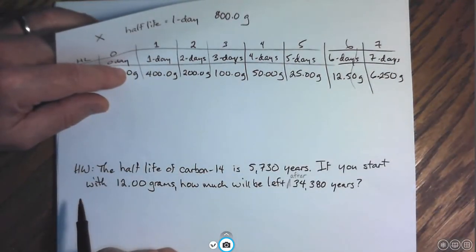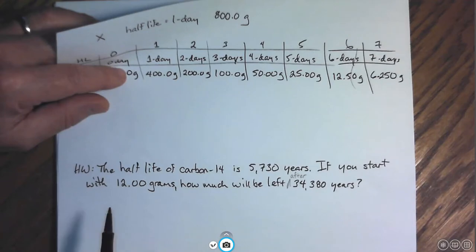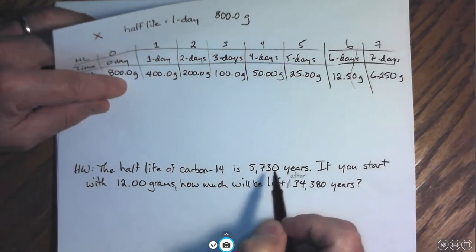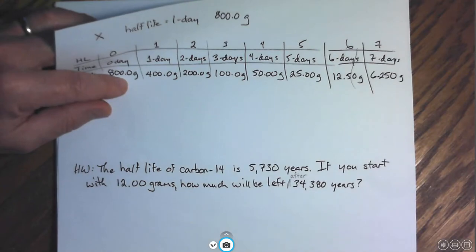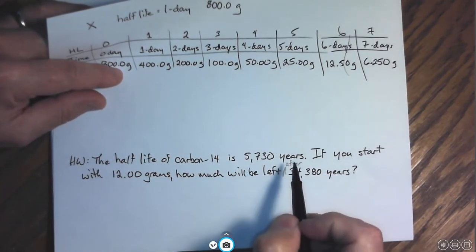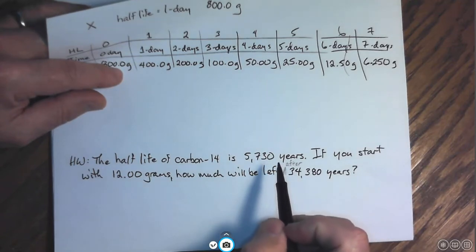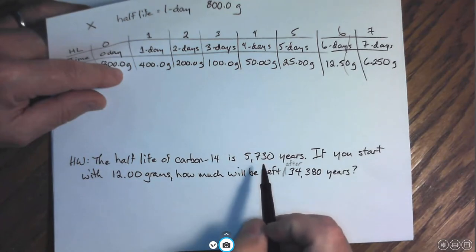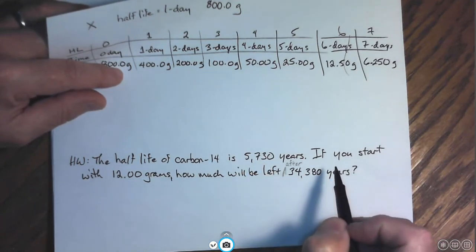Okay, so the homework question was the half-life of carbon-14 is 5,730 years. I also said in class yesterday that's the only half-life that you have to memorize. Any other half-life I will give to you, okay? But that one you have to know. You have to know the half-life of carbon-14, okay?